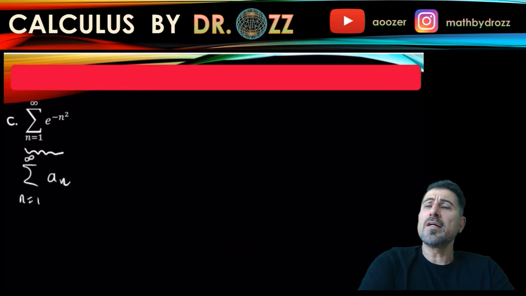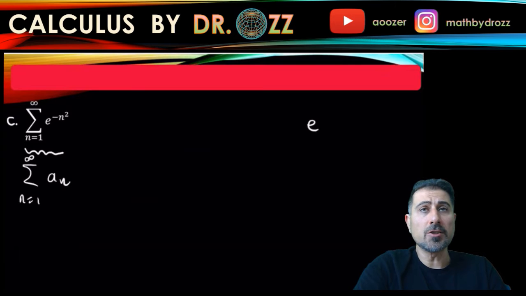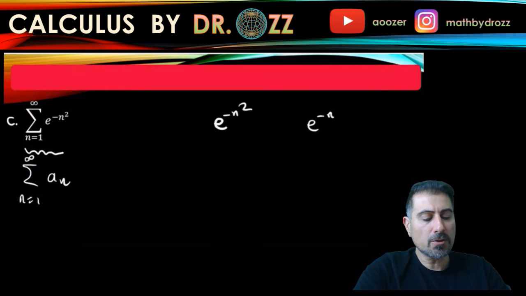And now, since it looks like a geometric series, I want to compare that to a geometric series. So the question is, what is the relationship between e to the minus n squared and e to the minus n? Well, first of all, we're talking about n's greater than or equal to 1.